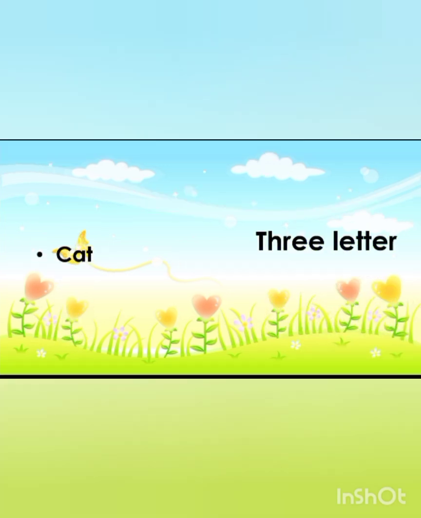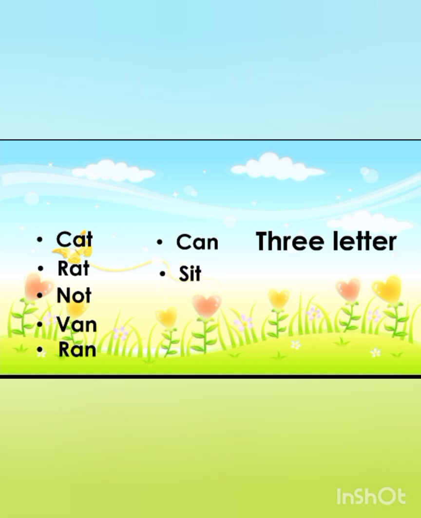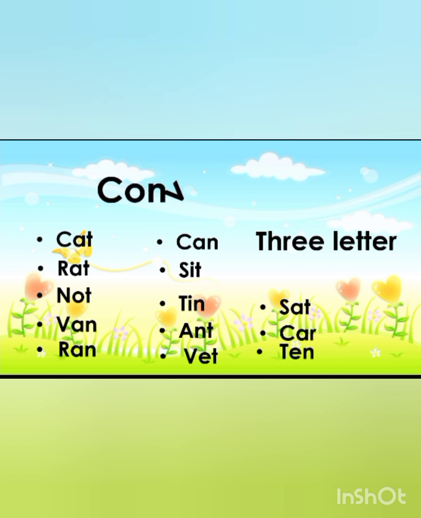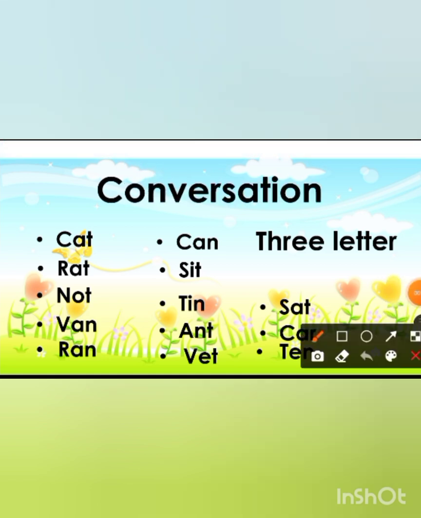3 letter words: cat, rat, not, van, ran, can, sit, tin, ant, vet, car, sat, and ten. Now we will see how to create 3 letter words. First word is cat. So cat, where is cat? Cat. Next word is rat.